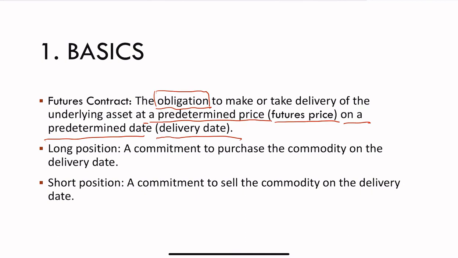And then, it's a contract, right? So you have two parties signing a contract with each other. And then there is a long position and a short position. We know from the options contract that if you're taking the long position, it means that you will buy the underlying asset.